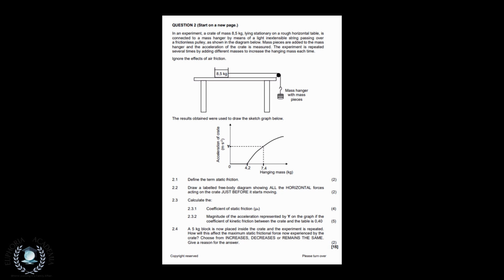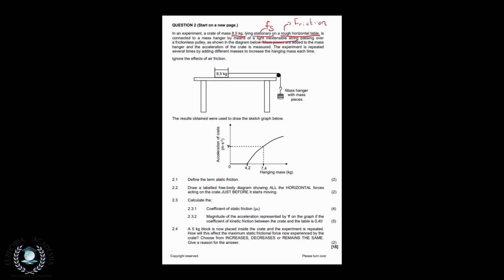All right, so question 2 states that in an experiment we have a crate of mass 8.5 kilograms lying stationary on a rough horizontal table. For the mere fact that they said rough, we know that we're going to have some sort of friction, and it is stationary. So if it's stationary, the friction that we have is the static friction. All right, and it is connected to a mass hanger by means of a light, inextensible string.